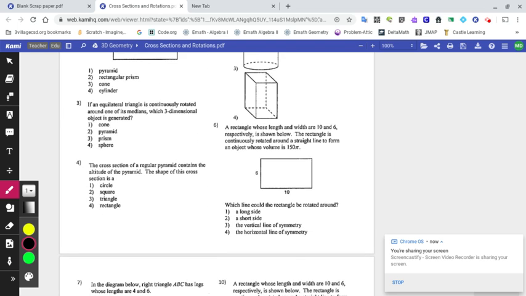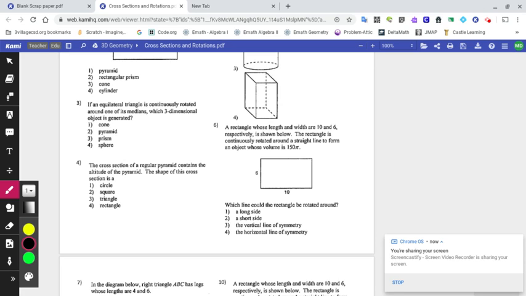A rectangle whose length and width are 10 and 6, just like in the diagram, is shown below. The rectangle is continuously rotated around a straight line to form an object whose volume is 150 pi. It asks which line it could be rotated around, and gives you 4 choices. So basically what we have to do is figure out the volume of the cylinder that is created when that figure is rotated around each of those given lines. We're going to find the volume each time and see which one ends up to be 150 pi. So 150 pi is the goal.